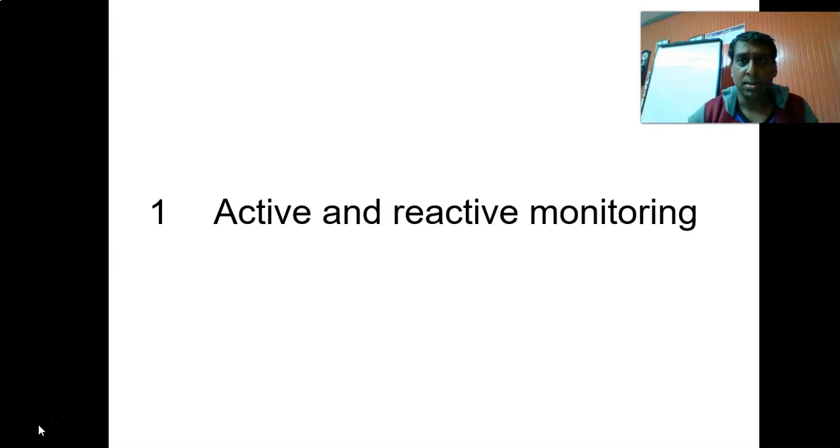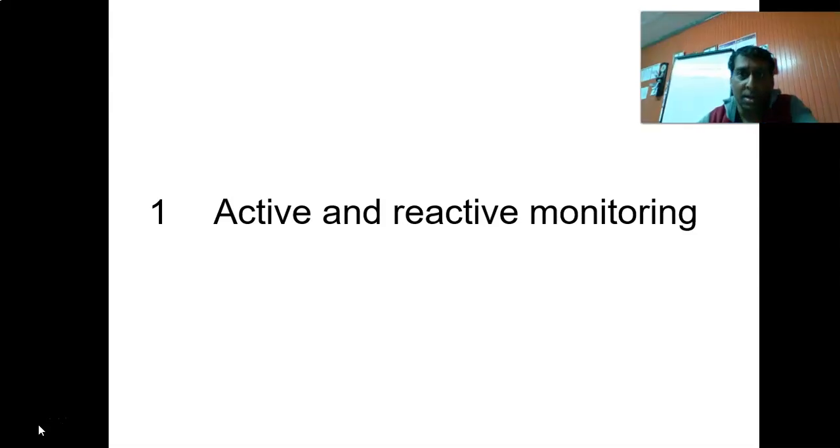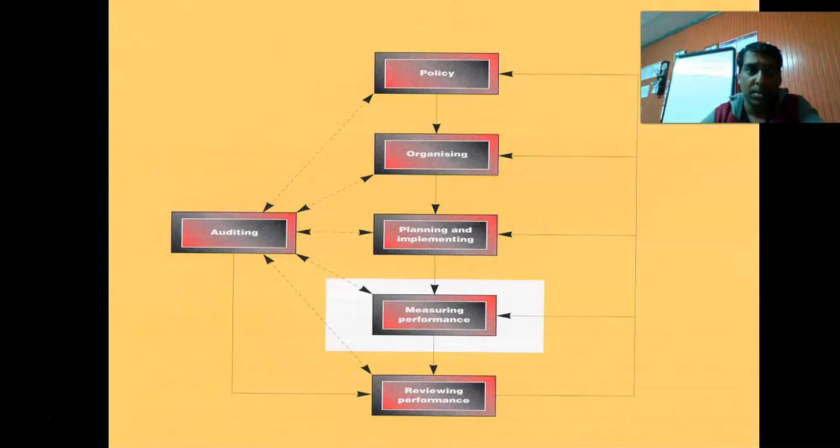You can slow it down, you can fast forward. Let's get into this one. We have active and reactive monitoring on every single slide. So Chapter 5 is about measuring performance. So why measure performance? And again, this is typically for the safety officers.